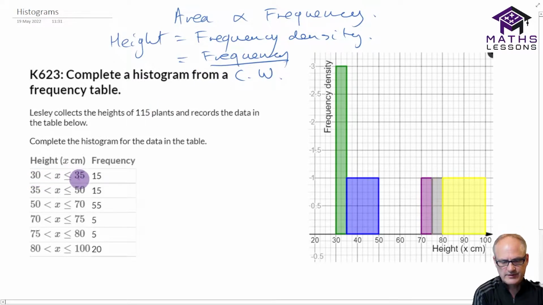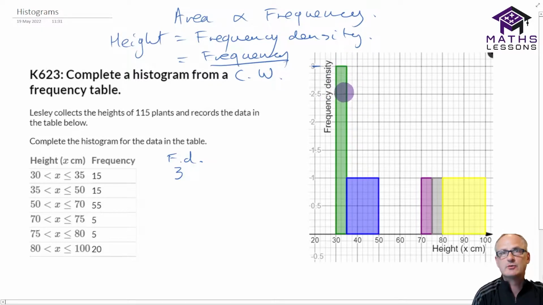And the class width is how wide is the class. Now this class from 30 to 35 is 5 wide. The frequency is 15. So the column for frequency density for this question will give me 15 divided by 5, which is 3. And you can see that frequency density is 3 high. So this one, the area is equal to the frequency, not proportional. It's not a multiple. It's just 1 times it.